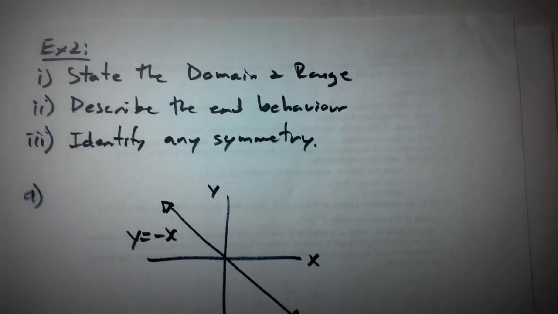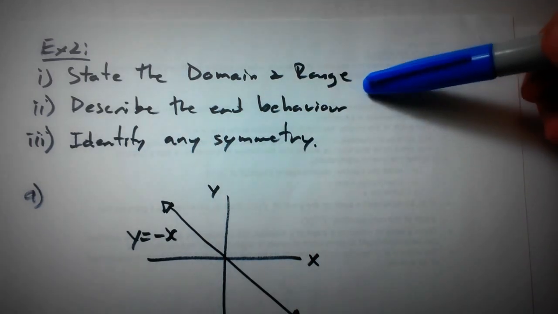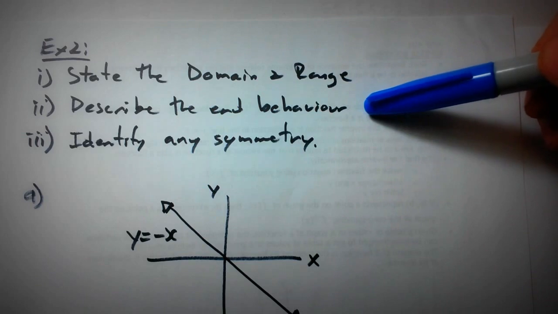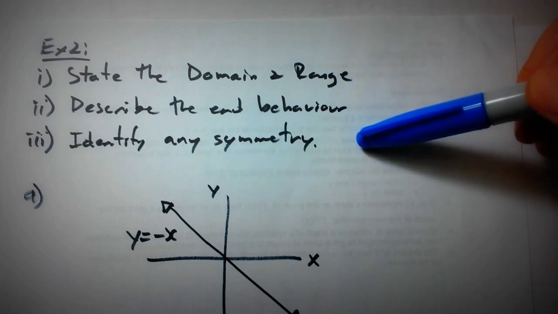Let's look at example 2 of the power functions handout. It says example 2: for each function, state the domain and range, describe the end behavior, and identify any symmetry.